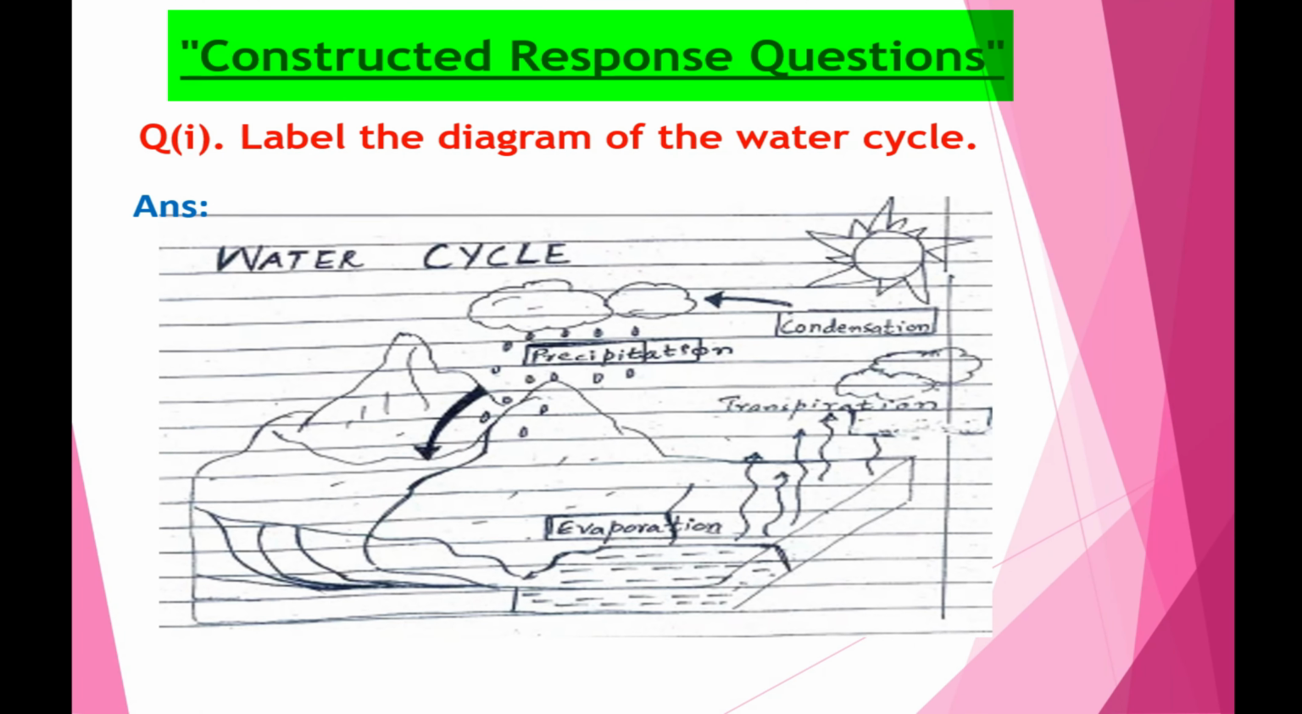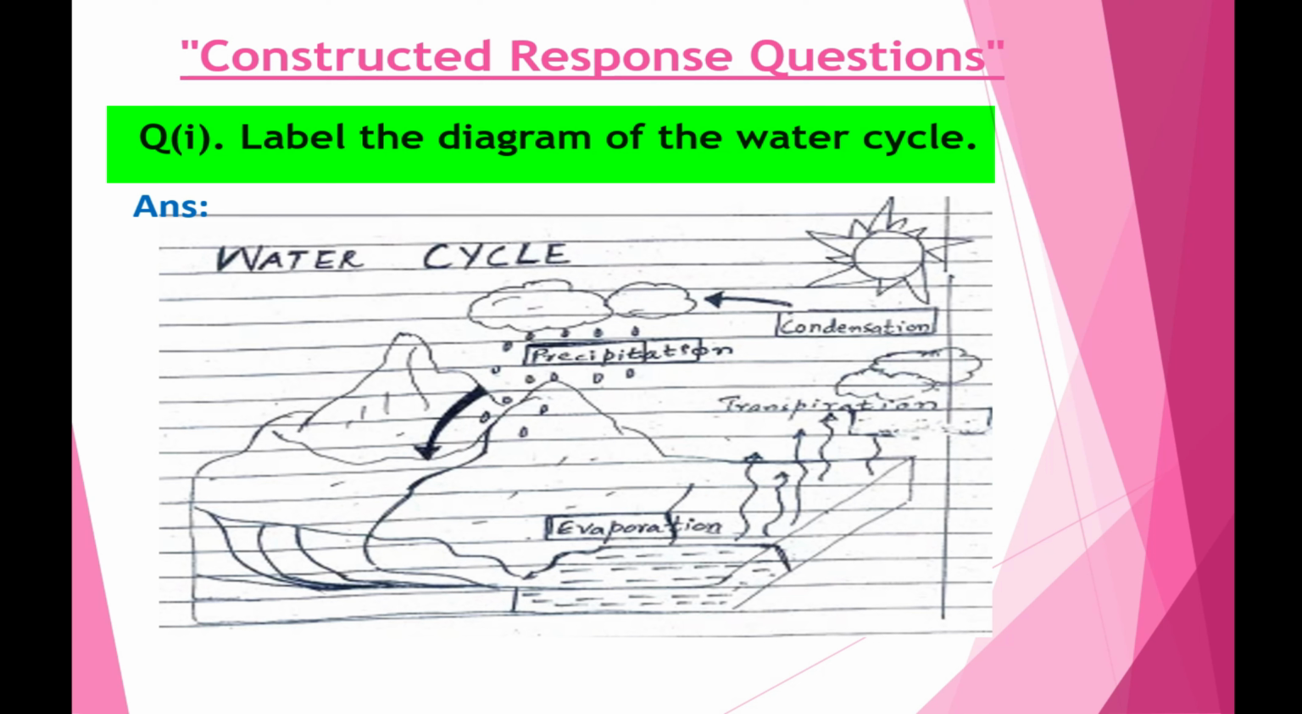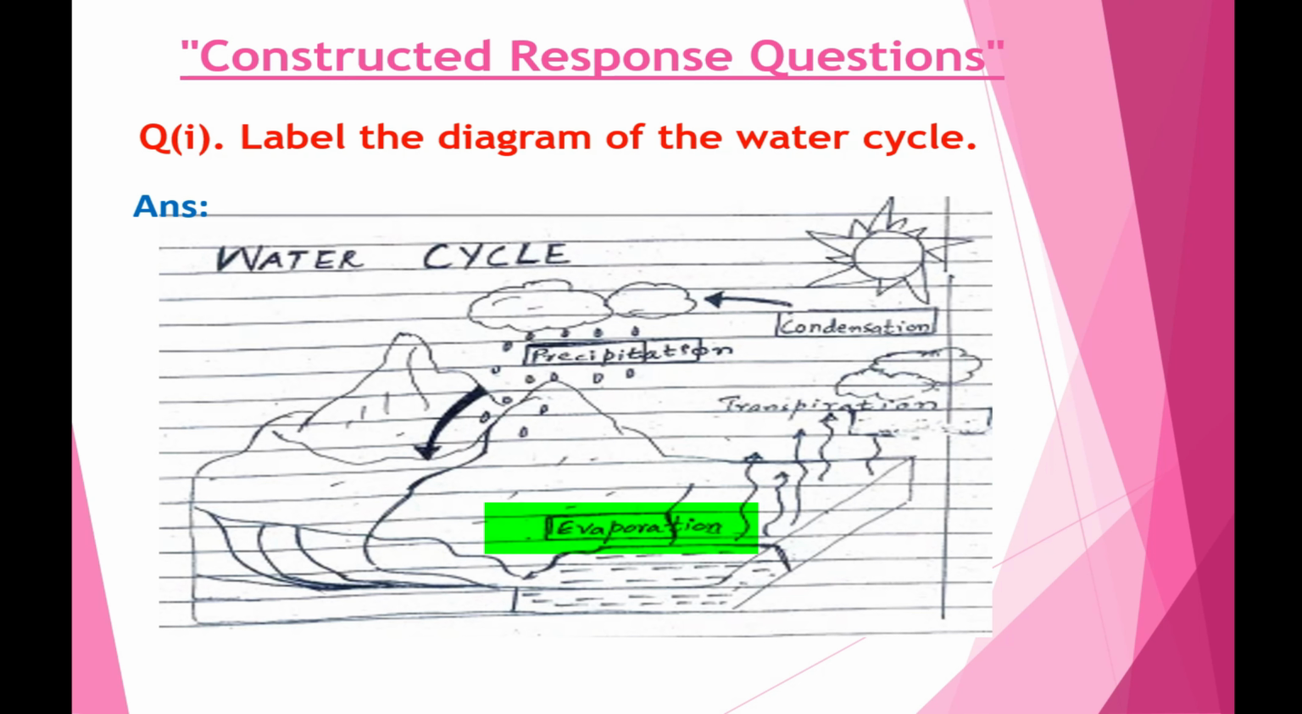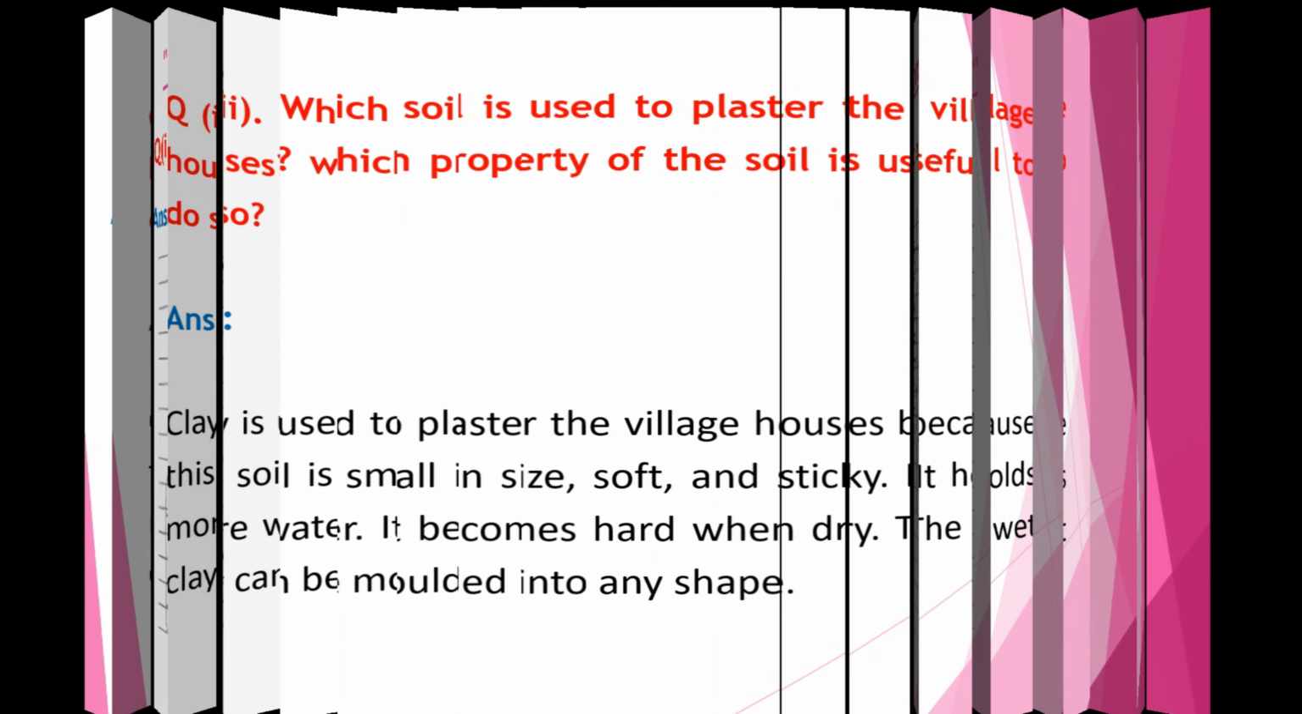Constructed response questions. Question number 1. Label the diagram of the water cycle: evaporation, transpiration, condensation, precipitation.